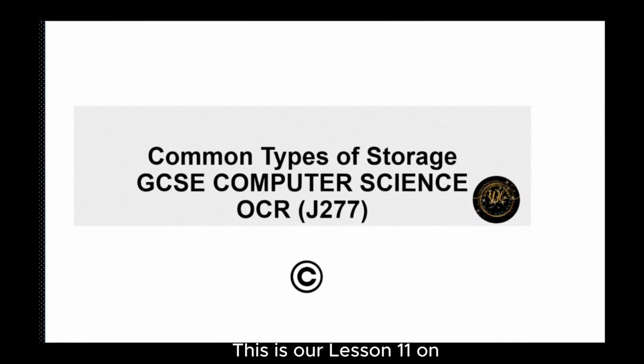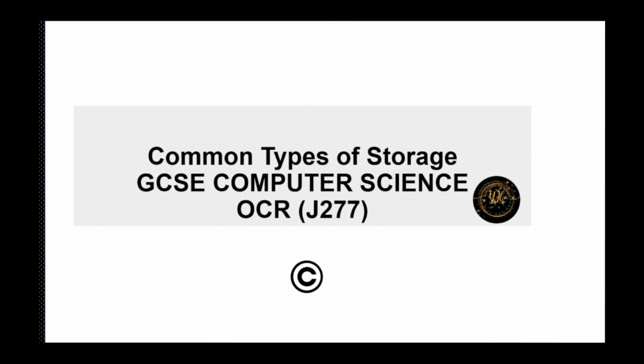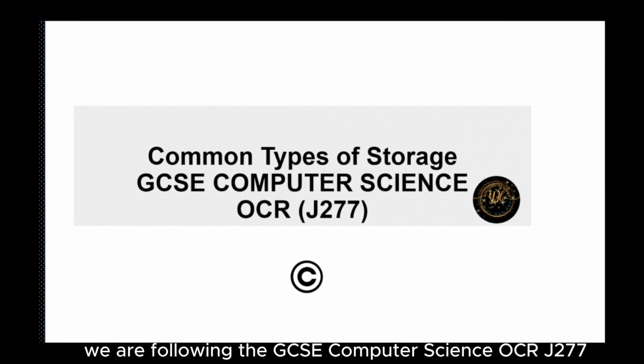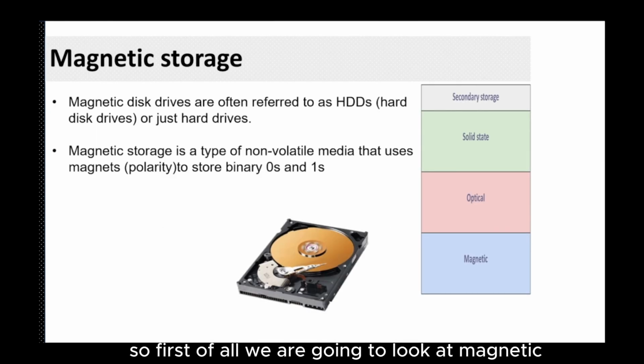This is our lesson 11 on computer systems, called common types of storage. We are following the GCSE Computer Science OCR J277 specification. So let's look at them individually. First of all, we are going to look at magnetic.